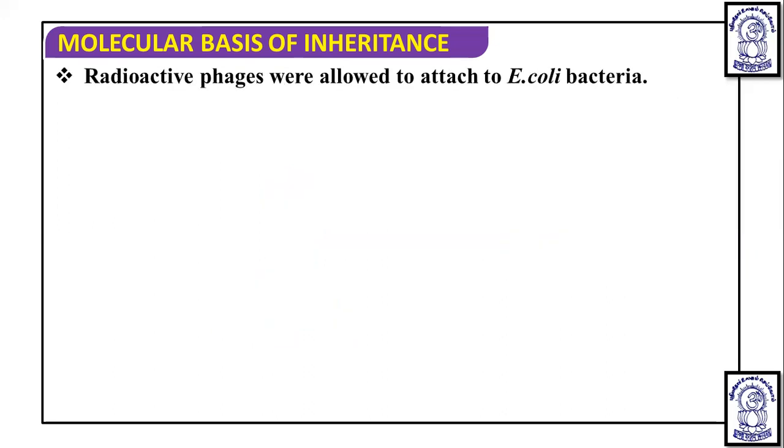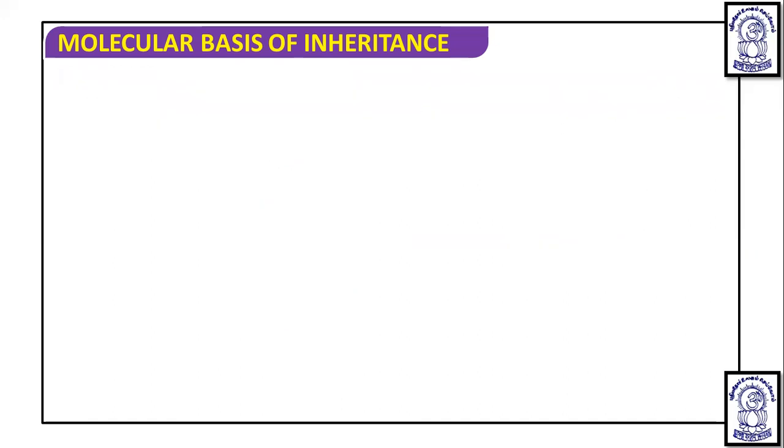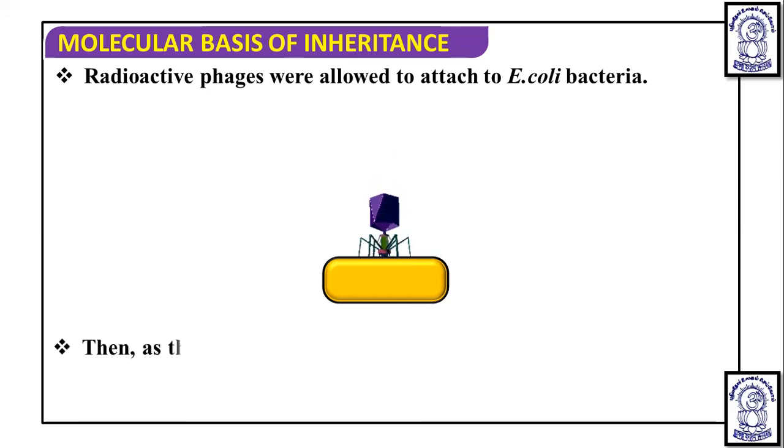Radioactive phages were allowed to attach to E. coli bacteria. So S35 becomes part of this capsid. Suppose we have two bacteriophages: one bacteriophage with the DNA labeled with the P32 isotope, and another bacteriophage with the protein capsid labeled with the S35 isotope. Now these two radioactive phages, prepared like this, were allowed to attack E. coli bacteria, and when they attack, they insert their DNA into the bacteria.